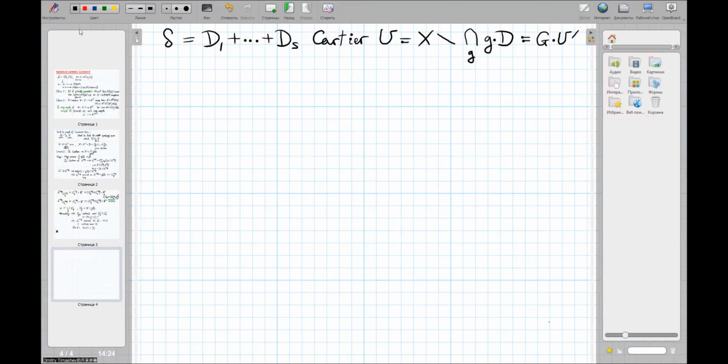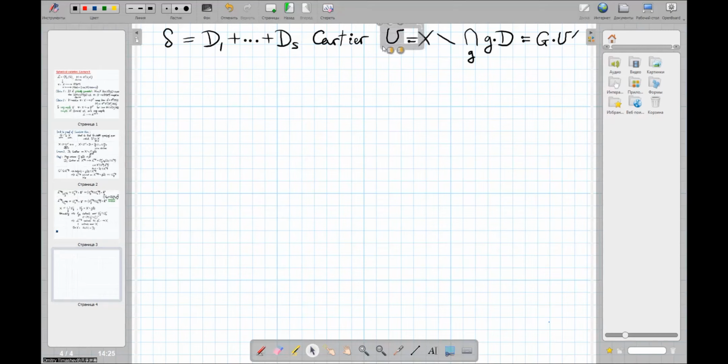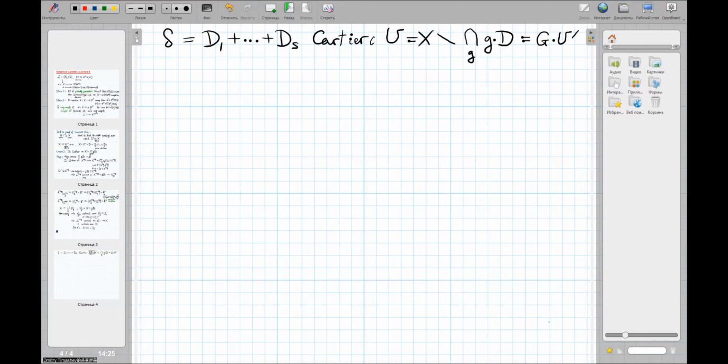Maybe I should write here. I'm sorry, I made a typo. Let me write here that it is Cartier on this U. Okay. So now let me consider. So let's remember this observation. Let's keep in mind this observation, and let me continue.